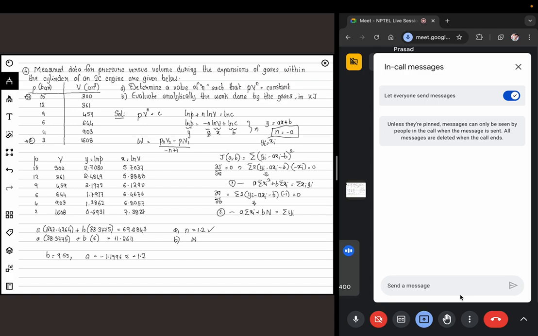So the work done will be the final pressure times final volume minus initial pressure times initial volume, divided by minus n plus 1. Now the units are not consistent. The pressure is in bars and the volume is in cubic centimeters, and I want the answer in kilojoules. So I'm multiplying by 10 to the power 5 to convert bar to pascal, and converting cubic centimeter to cubic meter. This will give me the answer in joules. I want it in kilojoules, so I'm just dividing it by 1000.